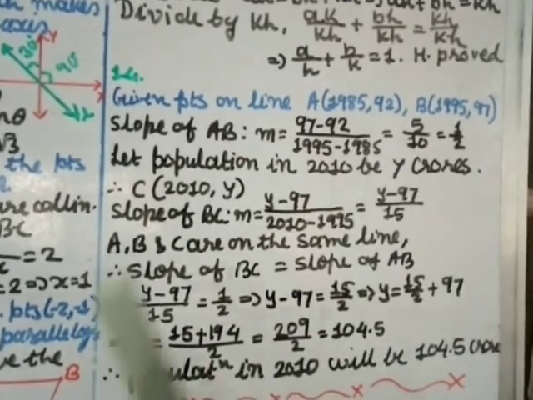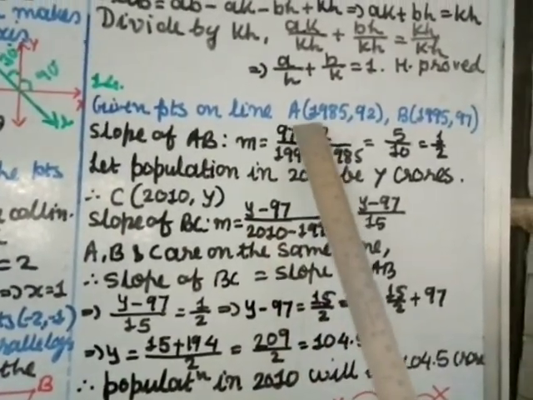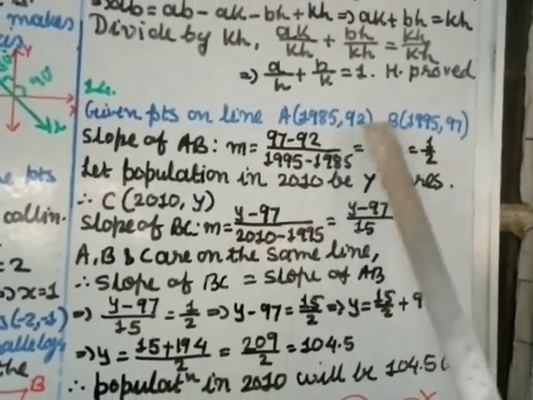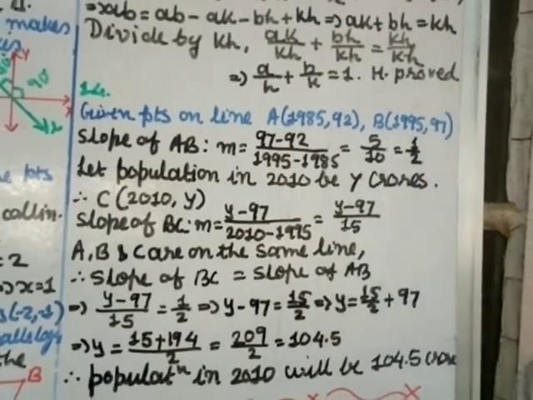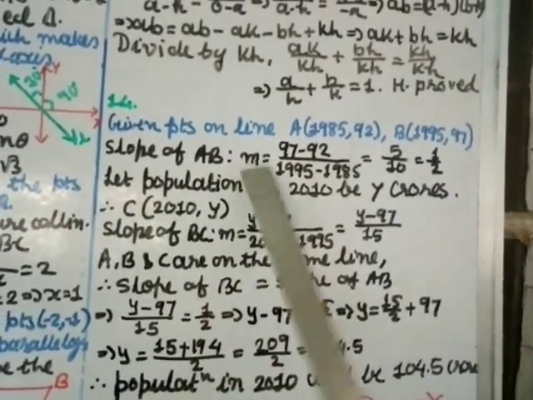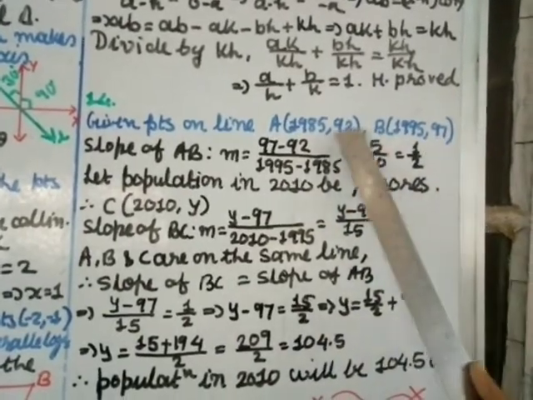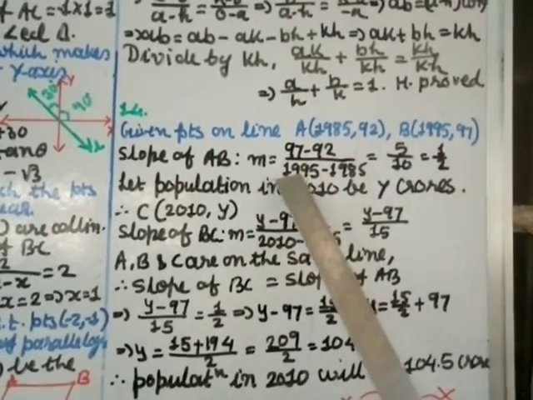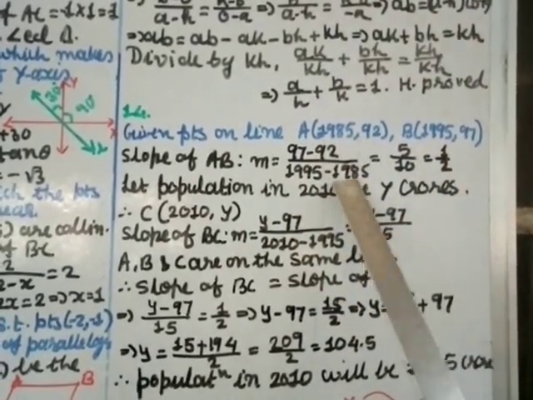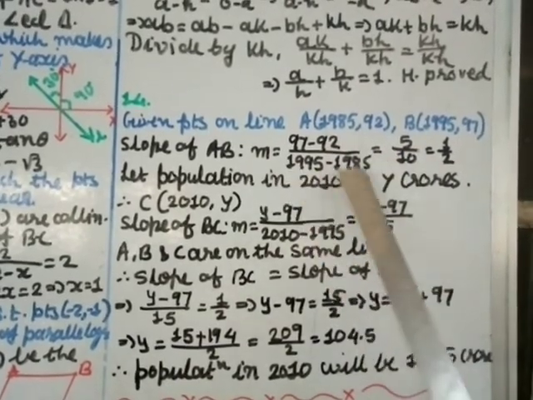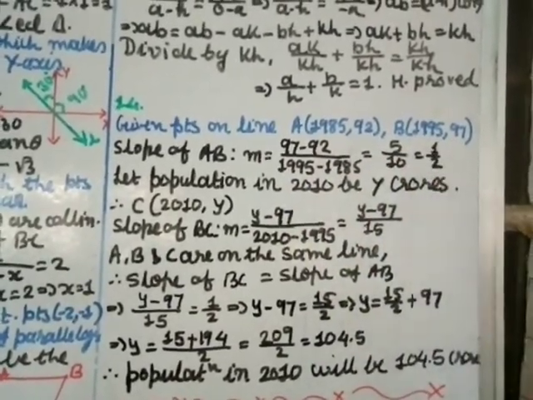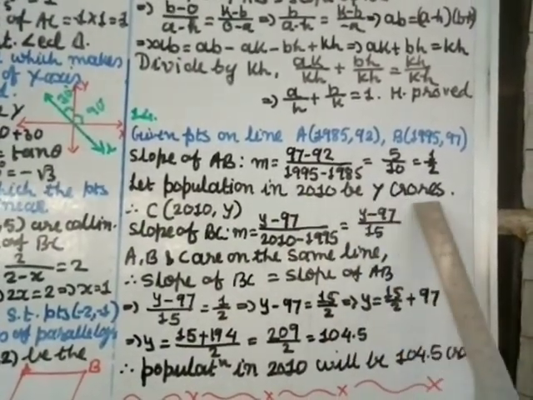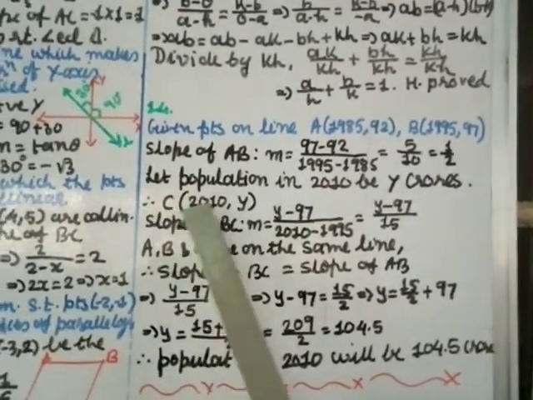The figure I am not drawing as it is shown in the diagram. I am directly calculating given points on a line: A (1985, 92), and B (1995, 97). Now slope of the line AB, m is equal to (y2 minus y1), that is 97 minus 92, divided by (x2 minus x1), that is 1995 minus 1985. Okay, so this difference is 5, divided by this difference is 10, so you cut by 5, you get 1 by 2. So the slope of the line they have asked, and that is 1 by 2. Let population in 2010 be y. Okay, we have to find the y value, so C (2010, y).